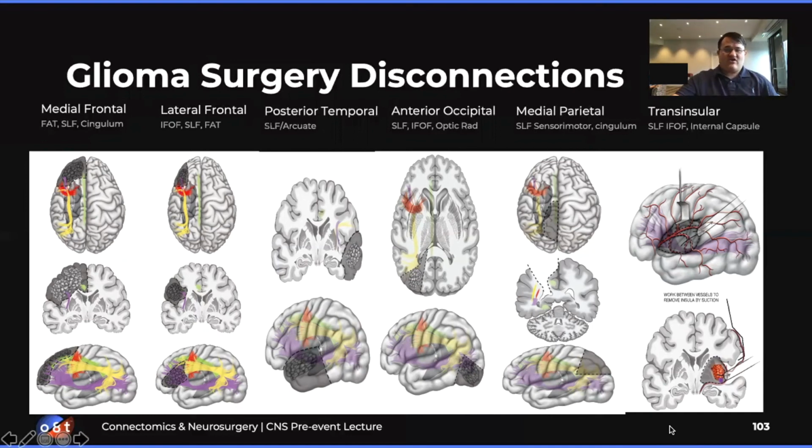Not that none of these have consequences. There are consequences to anything you do in the brain potentially. And we still don't have tools that tell us when the anatomy is not the same in the situation. But this is a first guide towards being able to actually respect at least the core of what we think are major brain networks. So for example, this medial frontal disconnection respects the frontal aslant tract, which is in red, and that's an important part of the Salience network. It respects the cingulum, which is an important part of the default mode network and Salience network, and respects the arcuate fasciculus and SLF, which are part of lots of different areas of the brain.